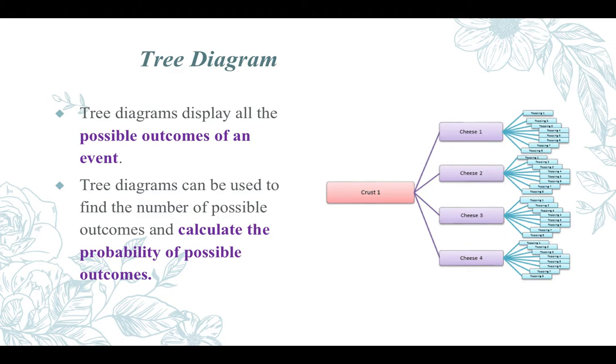So tree diagram shows different possibilities of outcomes from an event. So it calculates all of the probability of a possible outcome.